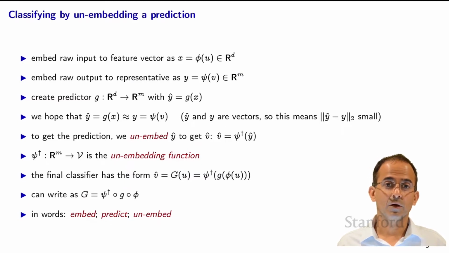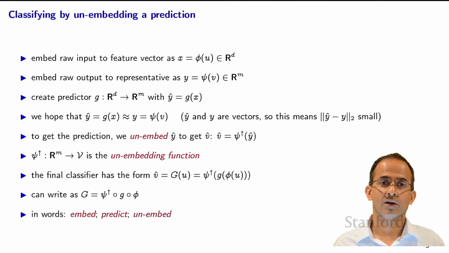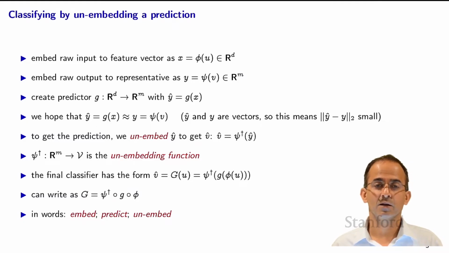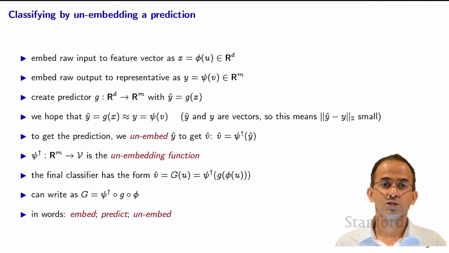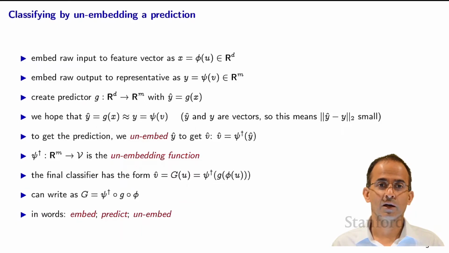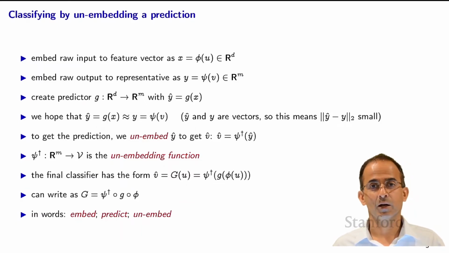So once we've got a psi dagger, well, we can use it in order to construct our final classifier. Our final classifier has to take a u and give us back a v hat. And the way it's going to work is we're going to take u, pump it through our embedding phi to give us an x, pump that through g to give us a prediction y hat, and then pump that through the unembedder psi dagger to give us a v hat. And then we'll call that map from u to v hat, capital G. G is the composition of psi dagger with g with phi. In other words, we embed, we predict, and we unembed.